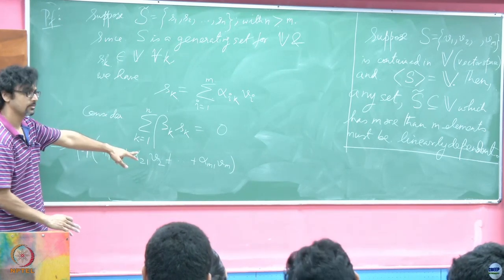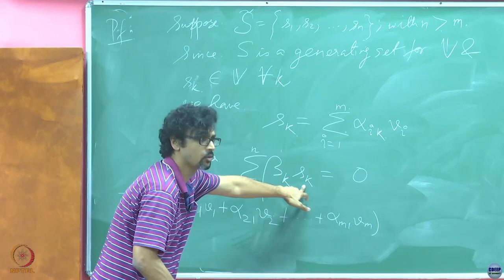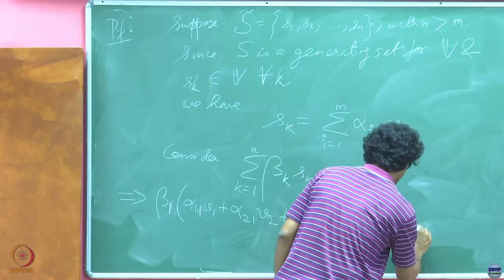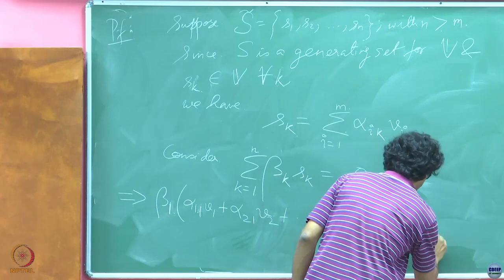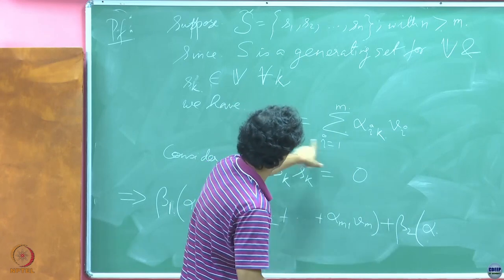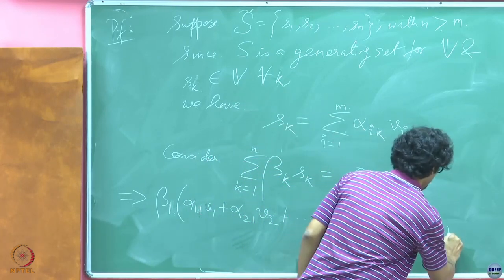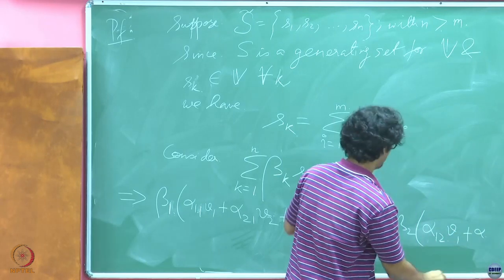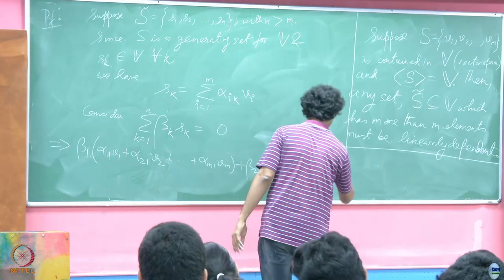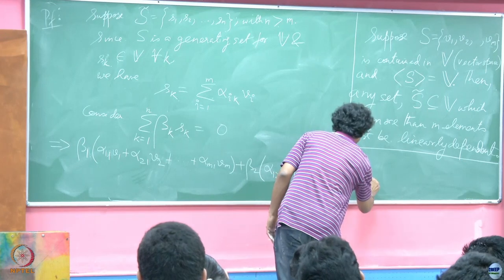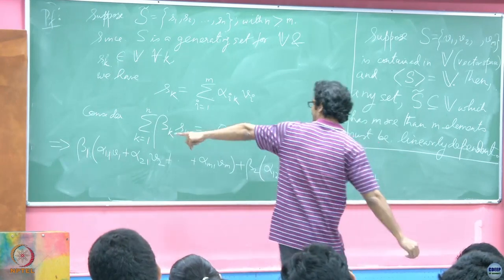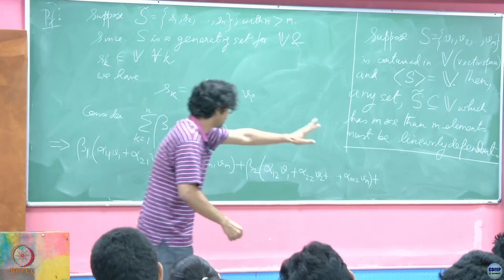This is the first term, that is beta 1 S1, plus, let's write the second term also, this is beta 2 times alpha 1 2 V1 plus alpha 2 2 V2 plus dot dot dot till alpha m 2 Vm. That's just the second term. We will have n such terms. I've written only the first two, so let me go over to the last.